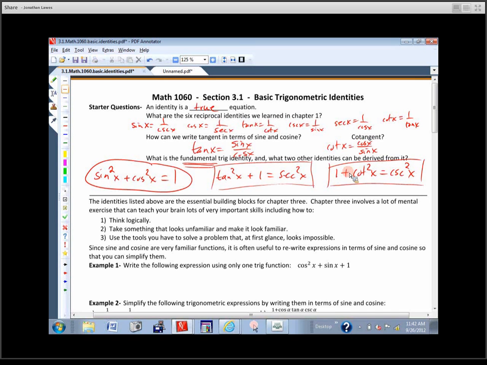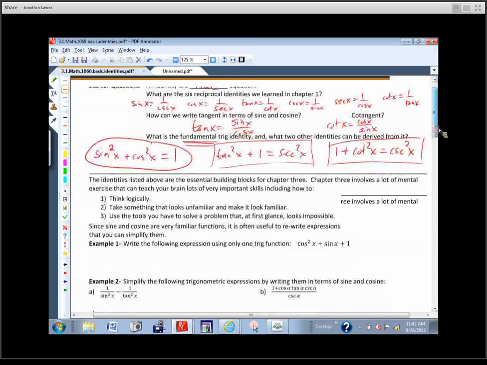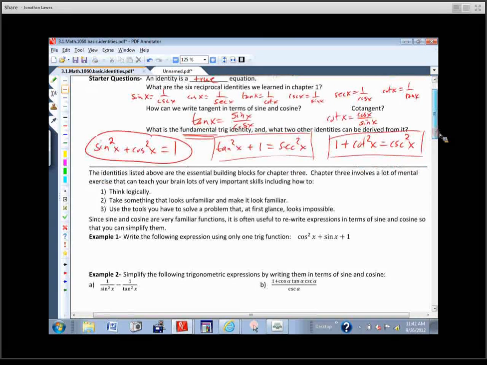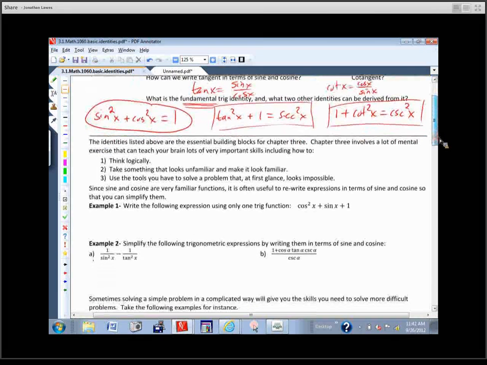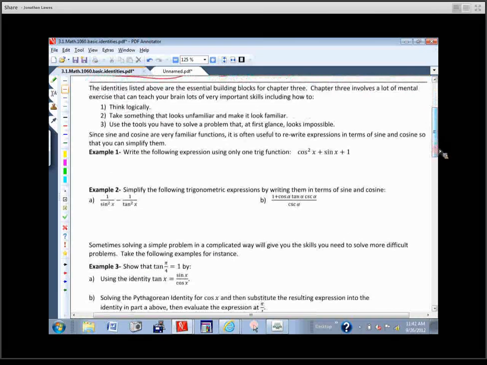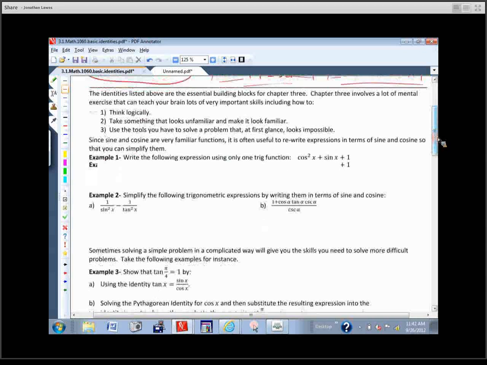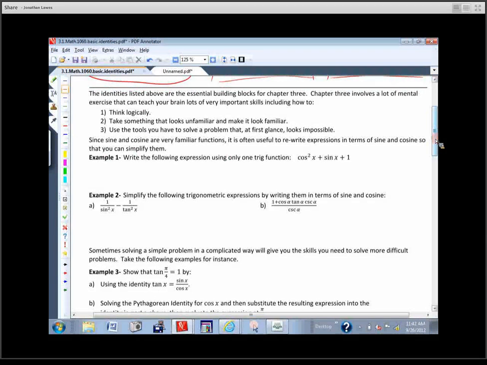More things that if you just know them down cold, you're going to be in much better shape later on. Okay, are there any questions there? Okay, so we've seen all those before, right? Okay, just a good reminder. So this section is about basic identities, okay? Kind of reintroducing those, and we're going to do a couple different things with those.